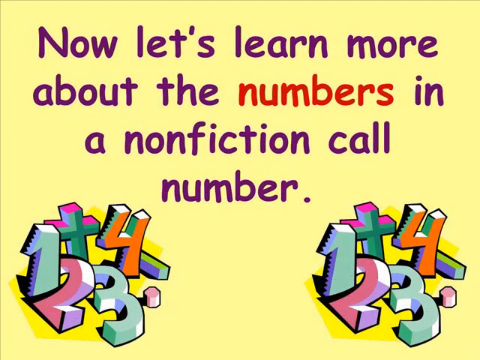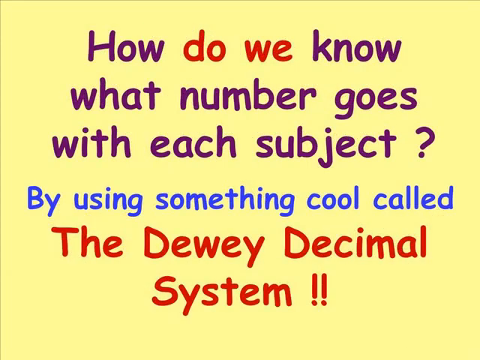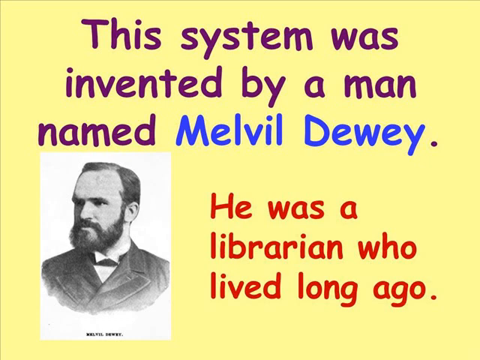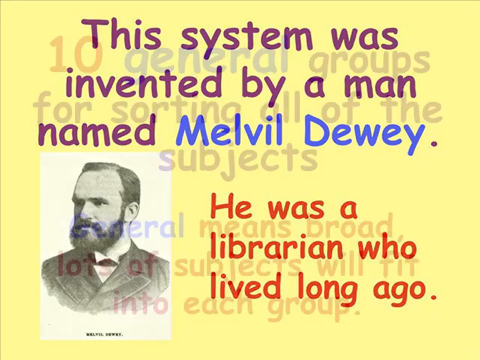Now let's learn more about the numbers in a non-fiction call number. How do we know what number goes with each subject? By using something cool called the Dewey Decimal System. The Dewey Decimal System is a tool used to sort non-fiction books into 10 groups or categories. The system was invented by a man named Melville Dewey. He was a librarian who lived long ago.